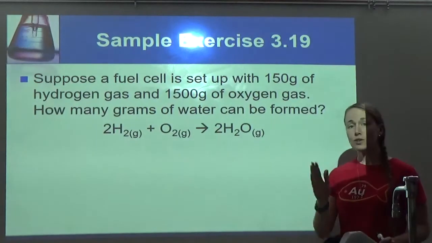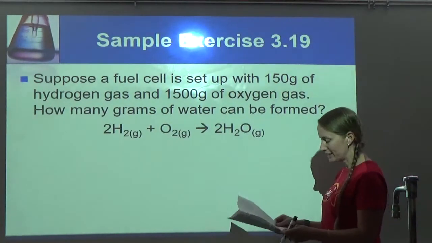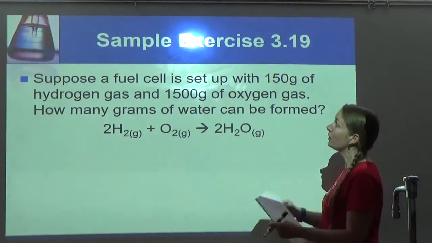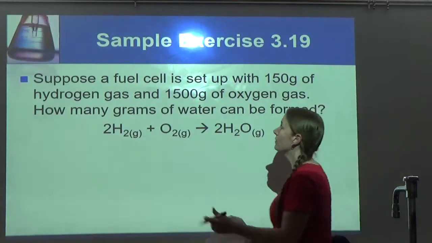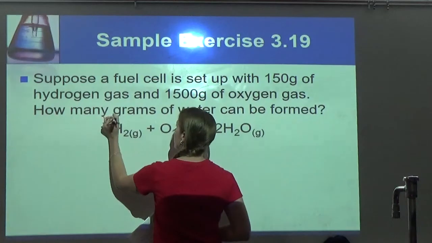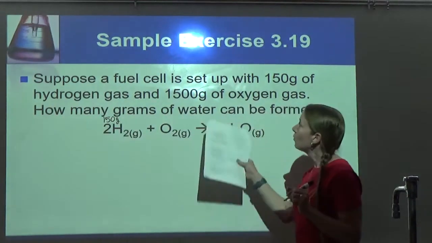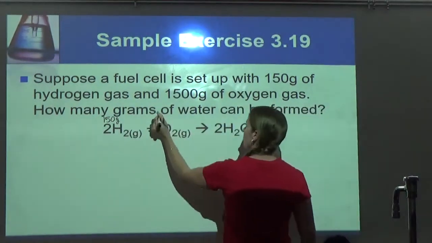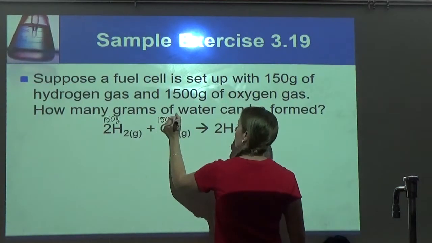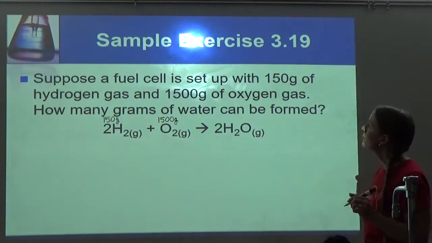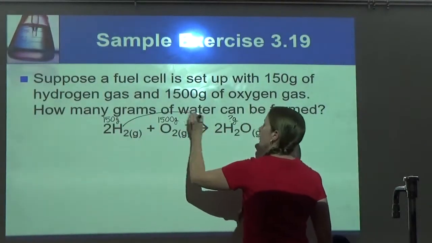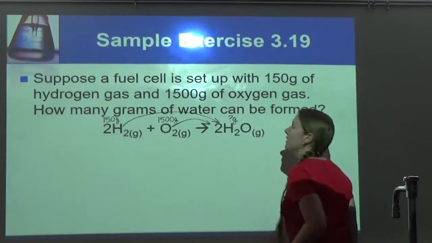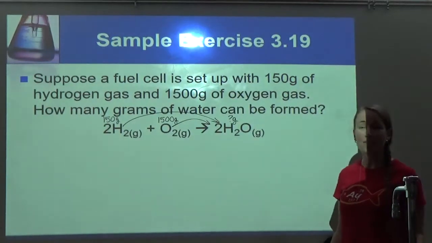All right, so remember, don't forget to be trying some of these on your own. It doesn't help if I know how to do them. It helps if you know how to do them. So it says, suppose a fuel cell is set up with 150 grams of hydrogen gas. So we have 150 grams of hydrogen and 1,500 grams of oxygen. How many grams of water can be formed? Okay, so again, I'm just going from here to here to get an answer, from here to here to get an answer, and then I'll pick the lowest of the two.